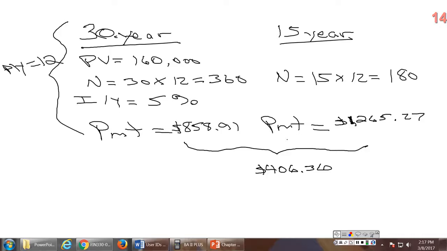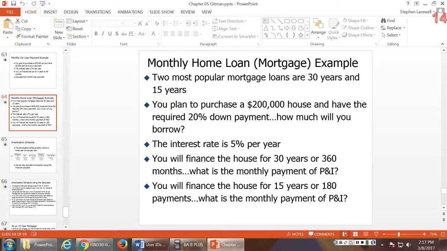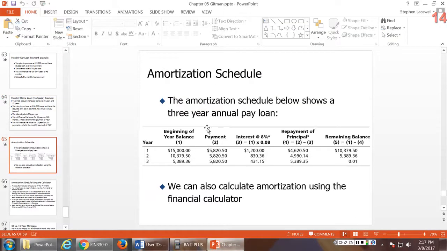And so again, understanding time value of money, understanding how amortized loans work can really save you a lot of money. Now, based on this, we can calculate something called an amortization schedule. And an amortization schedule looks like this. This is the first loan that we dealt with in this chapter. This was the 3-payment, 1 payment per year, $15,000 loan. So this was the first example that we worked on.